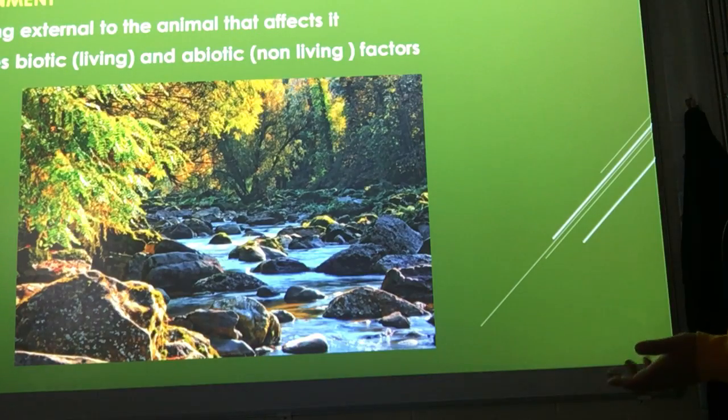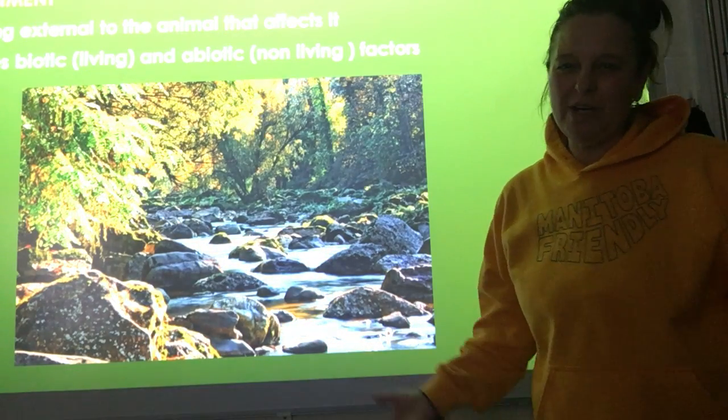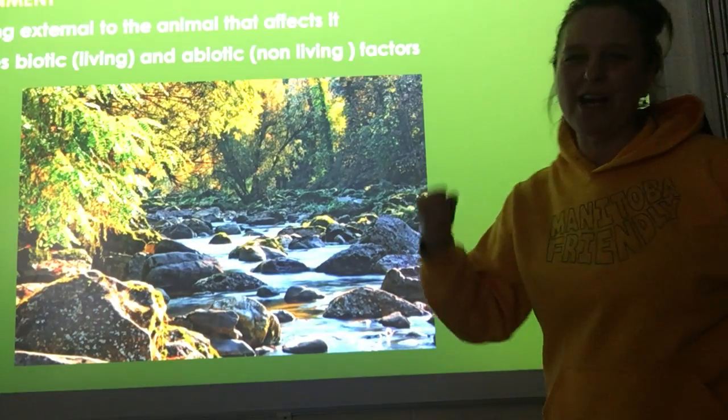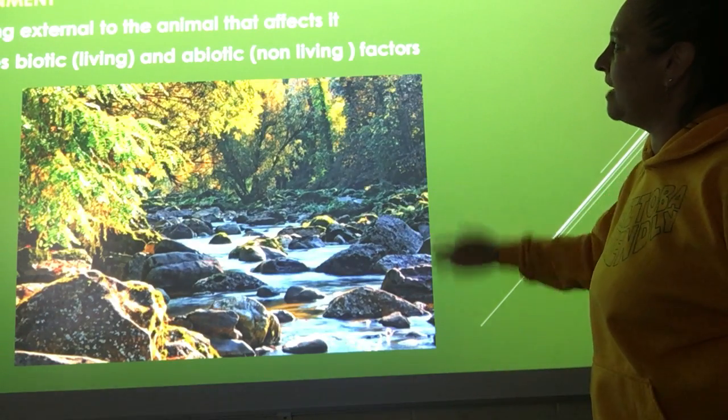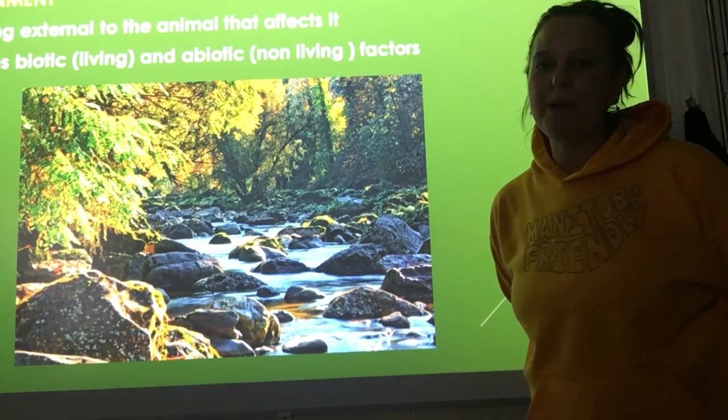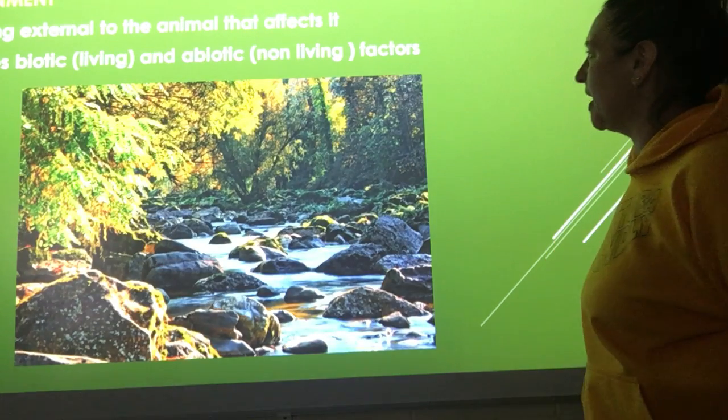But we need to define the word environment. What do we mean by the environment? We hear the word environment all the time, save the environment, but do we actually know what that means? Well, the environment is anything external to the animal that affects it. So that could be biotic, living things, or abiotic, non-living things.